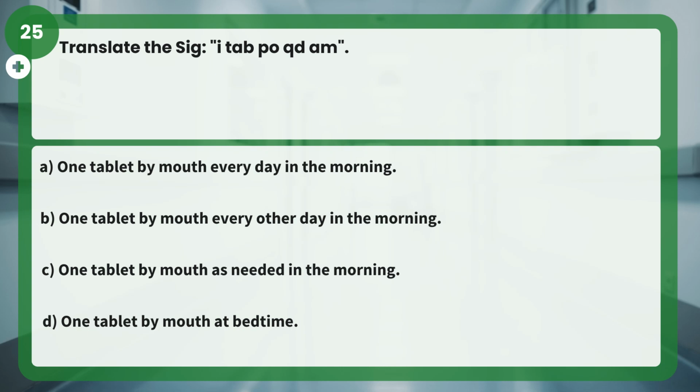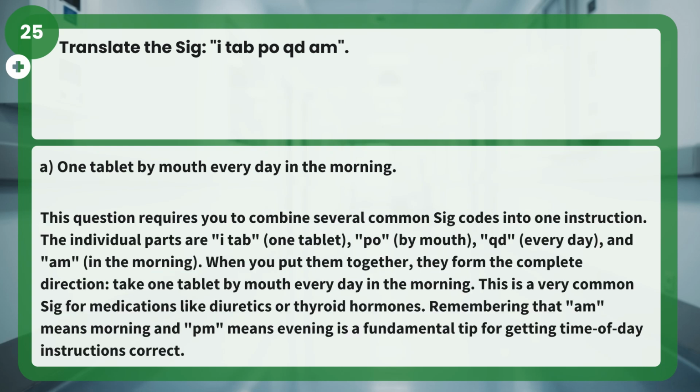Question 25. Translate the SIG, 1 tab PO QD AM. A. 1 tablet by mouth every day in the morning. B. 1 tablet by mouth every other day in the morning. C. 1 tablet by mouth as needed in the morning. D. 1 tablet by mouth at bedtime. Answer A. 1 tablet by mouth every day in the morning.